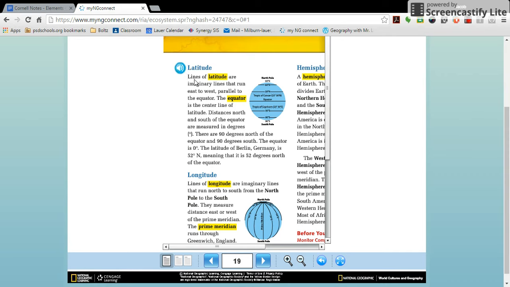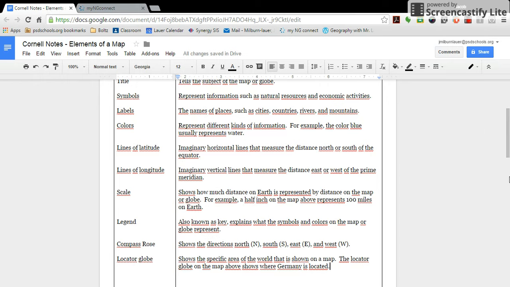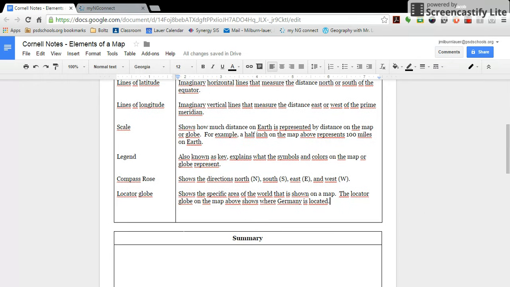Latitude. Lines of latitude are imaginary lines that run east to west, parallel to the equator. The equator is the center line of latitude. Now notice I skipped latitude. I didn't take note on that one because we've already taken notes on that today. But we haven't taken notes today on the equator. So let's get the equator. Let's get that note.